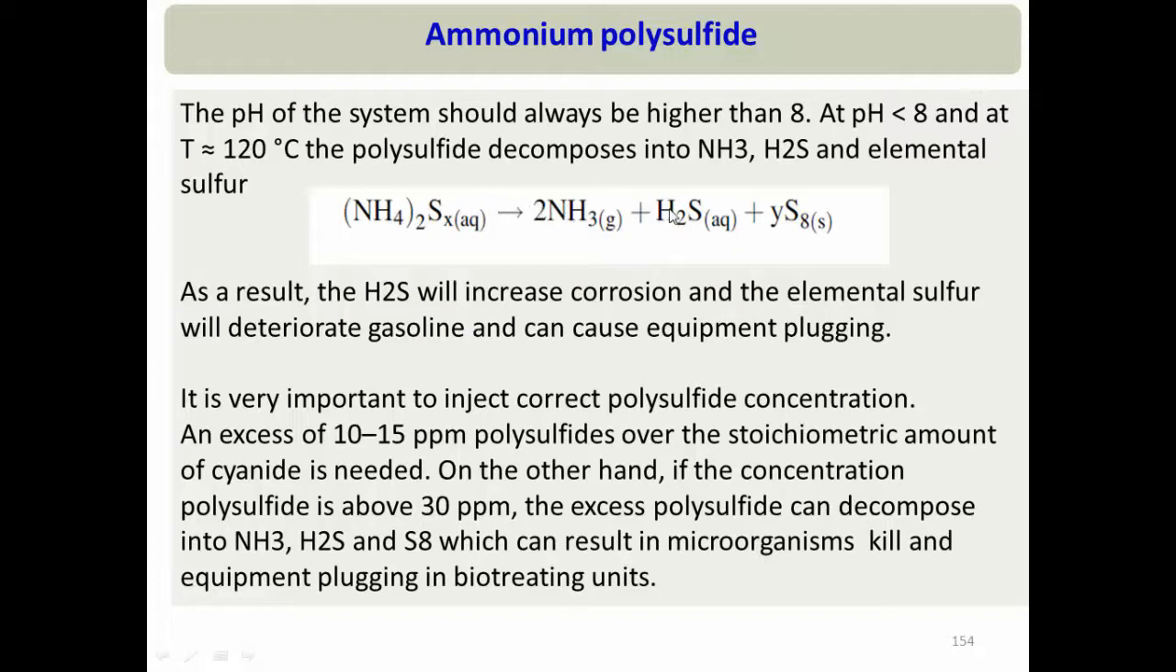Because of that, if we are using ammonium polysulfide, then pH should be above 8. Also, if you see this equilibrium reaction closely, you may see that the reaction will go in the forward direction if the ammonia concentration goes low, I mean when pH goes low. It may also go in the forward direction if the ammonium polysulfide concentration goes very high. Because of that, we should inject ammonium polysulfide in excess, around 10 to 50 ppm, so that every cyanide ion will be treated.